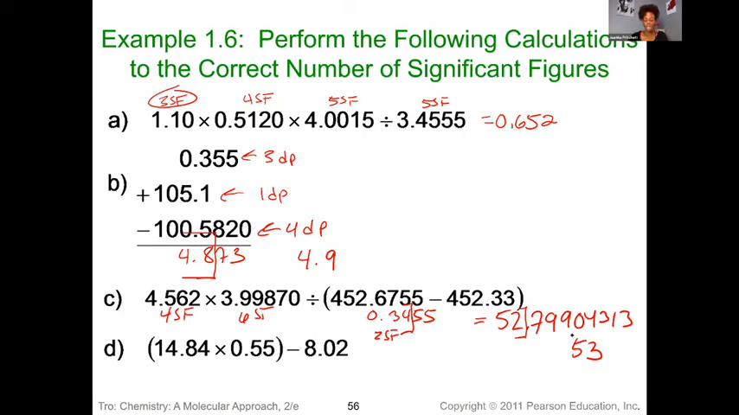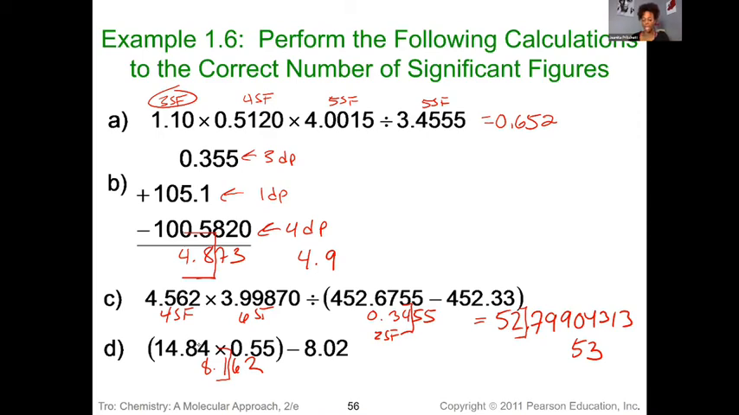And then last but not least, that last problem here, we have 14.84 times 0.55. Again, multiplication, we're looking at the fewest number of sig figs overall. So that gives us 8.162. If this were the end of the problem, we would say, well, there's 2 sig figs, so we would stop after the 1 and round up. However, this isn't the end of the problem, so we're just going to mark where we would have stopped, but carry all the numbers through to the next step.